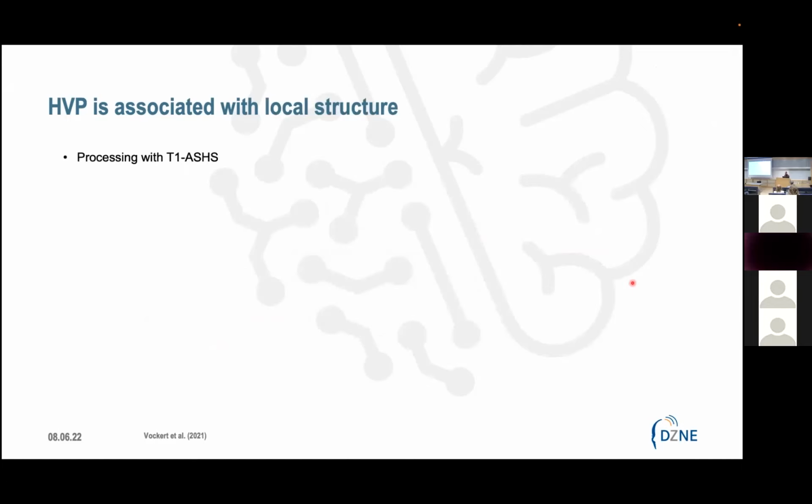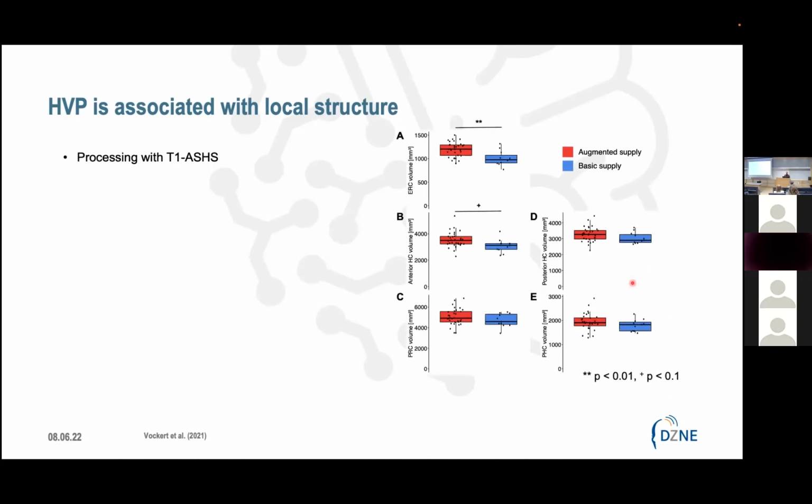Then this is probably what you're most interested in here, the associations with local structure in the MTL. So for this, we did the processing with T1 ashes because we didn't have a dedicated high-resolution T2 sequence, as Robin already introduced. So we got the entorhinal cortex, the anterior hippocampus, posterior hippocampus, perirhinal cortex, and parahippocampal cortex.